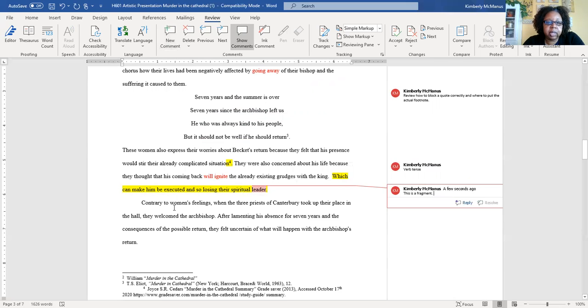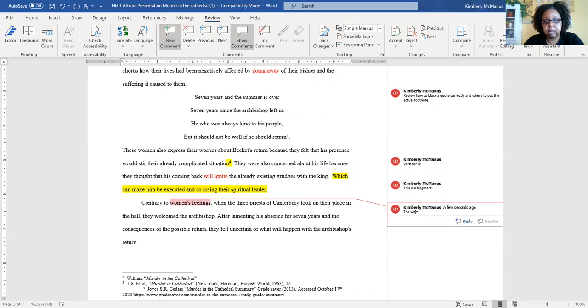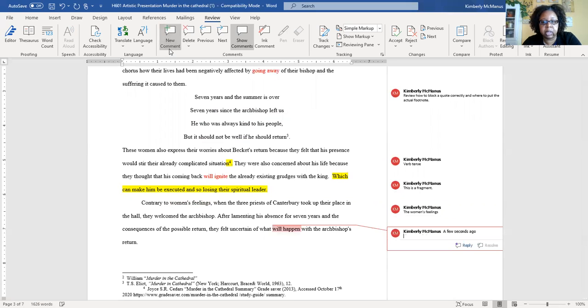Contrary to the women's feelings, when the three priests of Canterbury took up their place in the hall, they welcomed the archbishop. After lamenting his absence for 7 years and the consequences of the Pope's return, they felt uncertain of what will happen. Again, you need to do some reviewing of verb tenses.